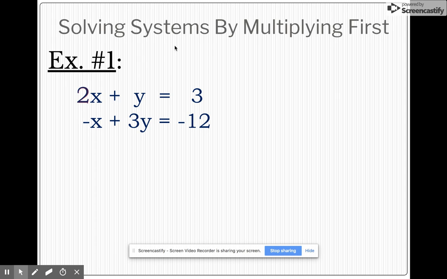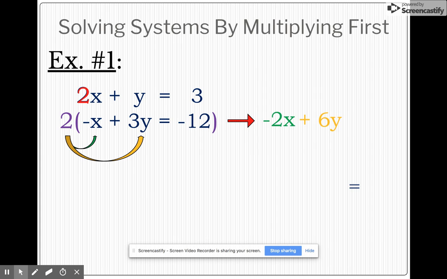So what we're going to do is multiply the second equation by 2 so that we have opposite coefficients. Remember, I put the parentheses here because we're using the distributive property, so you have to multiply everything in the equation by 2. What this looks like is 2 times negative x gets us negative 2x. 2 times 3 gets us 6y, and you also have to do the other side of the equal sign, so equals 2 times negative 12, which is negative 24.